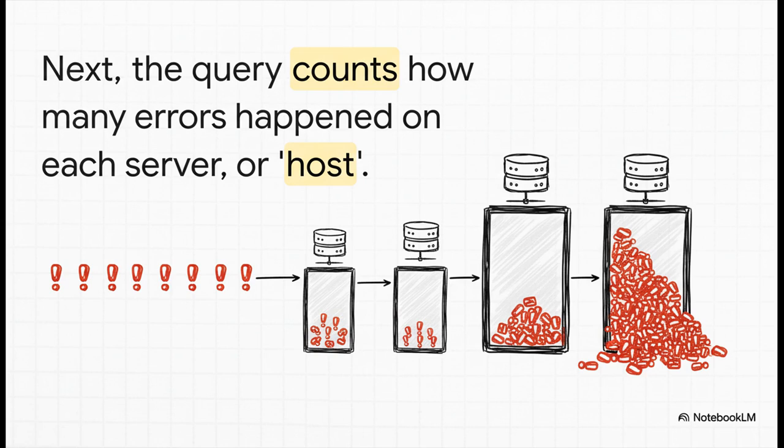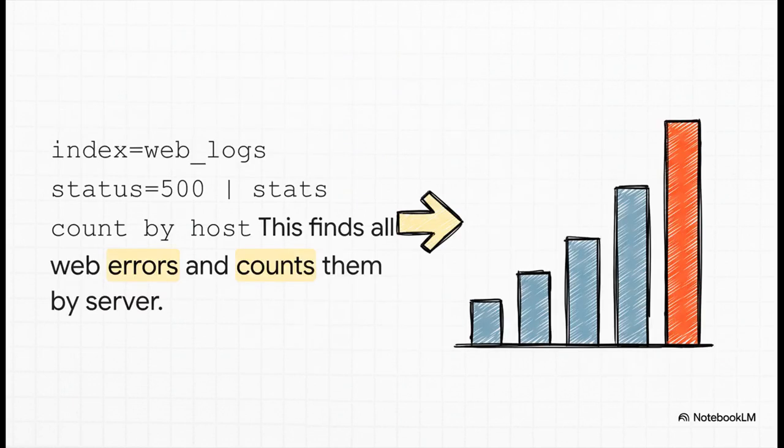But just finding the errors isn't really enough, right? We need to know where they're happening. So using a simple pipe command, that little vertical line, we can chain on another instruction. We tell Splunk to now count up all those errors and group them by the server's name, which Splunk calls the host. And here's the complete query.